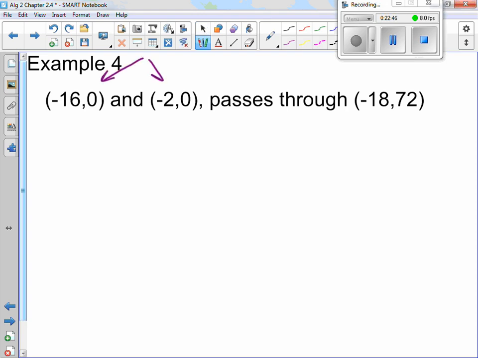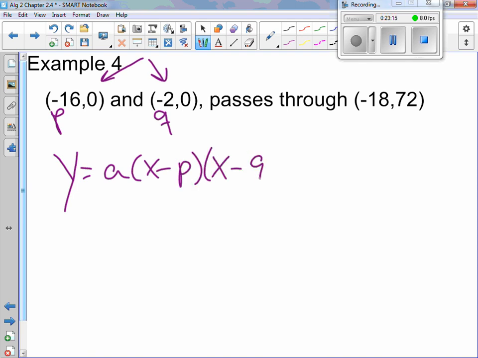Now this here didn't tell us what these 2 points are, but they both have a y value of 0, yes? Because they have a y value of 0, it means these 2 points are x-intercepts. If they have a y value of 0, it's an x-intercept. So that means our p and q are these here. And we're working with a times x minus p times x minus q. That's our equation.